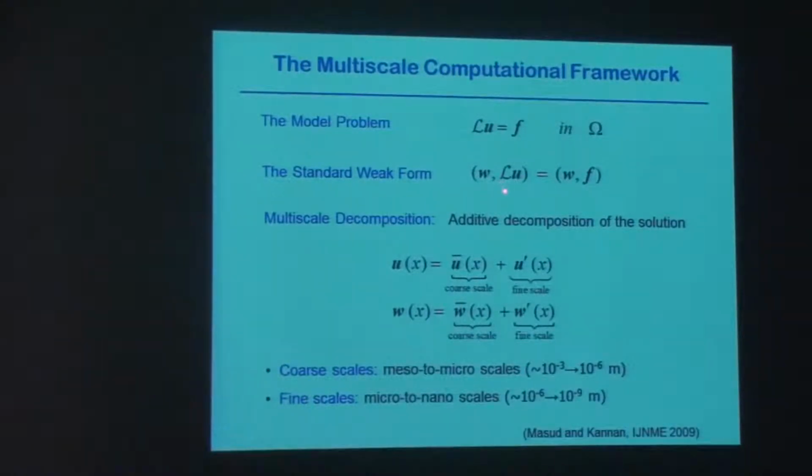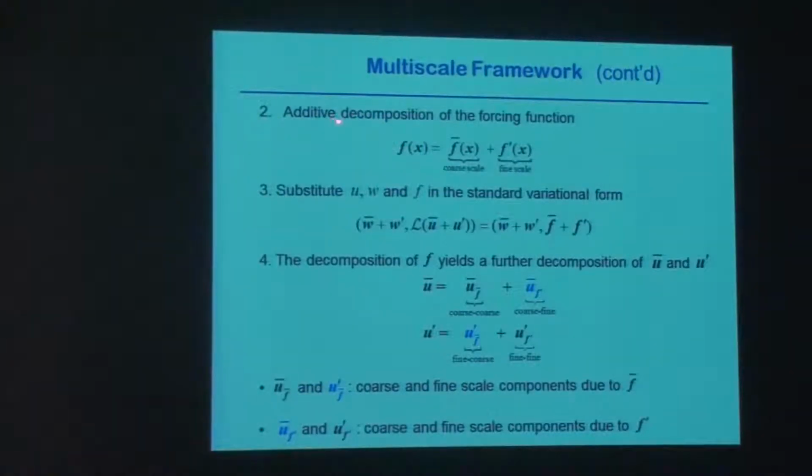At this point, we make a multi-scale decomposition of the solution into coarse scales and fine scales. If you want to get a physical feel of what we mean by coarse and fine scales, coarse scales are typically milli to microscales, you can think of 10^-3 to 10^-6 meters, and fine scales are micro to nanoscales, 10^-6 to 10^-9 meters. So we assume an additive decomposition of these scales. Since the weighting functions are arbitrary and this is linear, we can likewise split the weighting functions into coarse scale and fine scale. In addition, we assume an additive decomposition of the forcing function into coarse scales and fine scales.